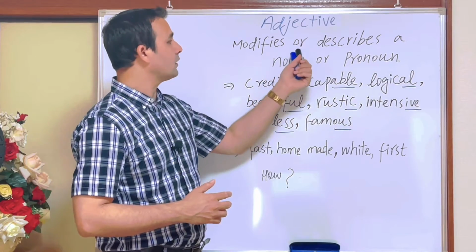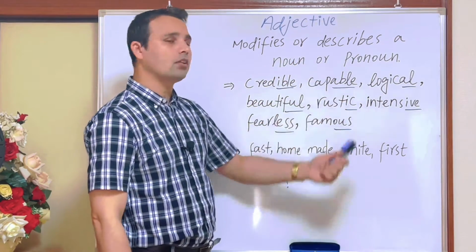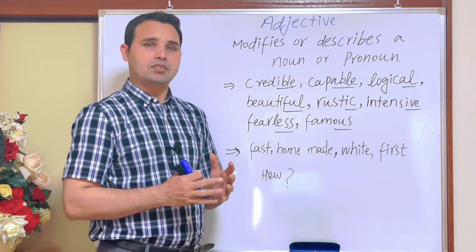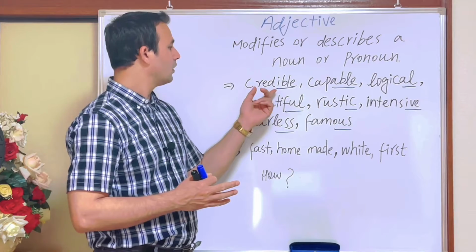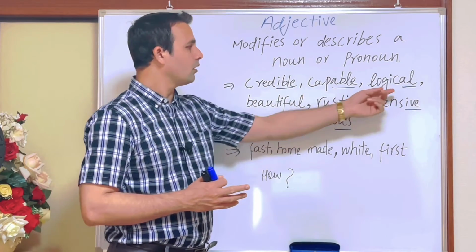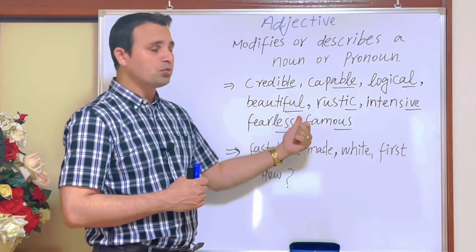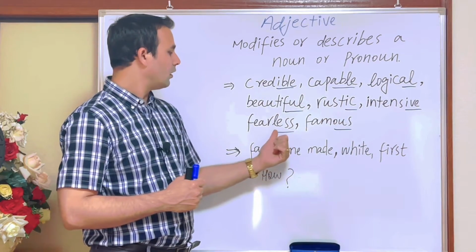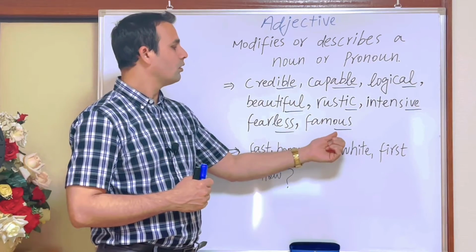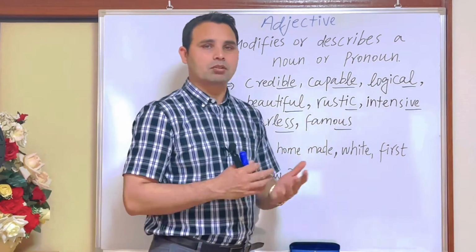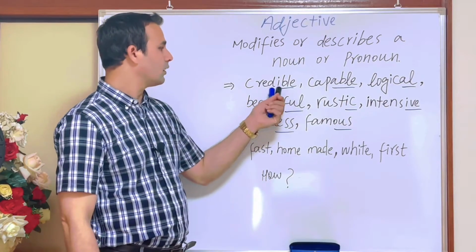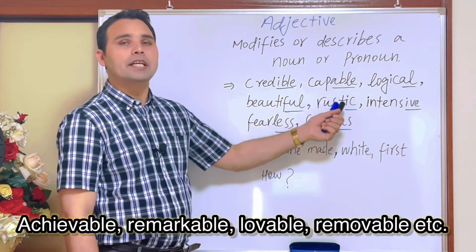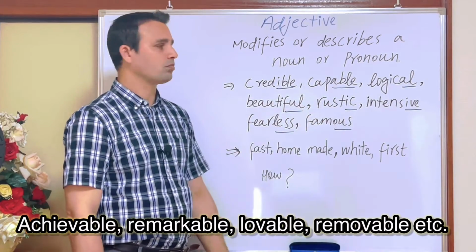An adjective modifies or describes a noun or pronoun. Mostly, the adjectives end in IBLE, ABLE, AL, FUL, IC, IVE, LESS, or OUS. So let's see words like credible, it's ending in IBLE. Capable, it's ending in ABLE.